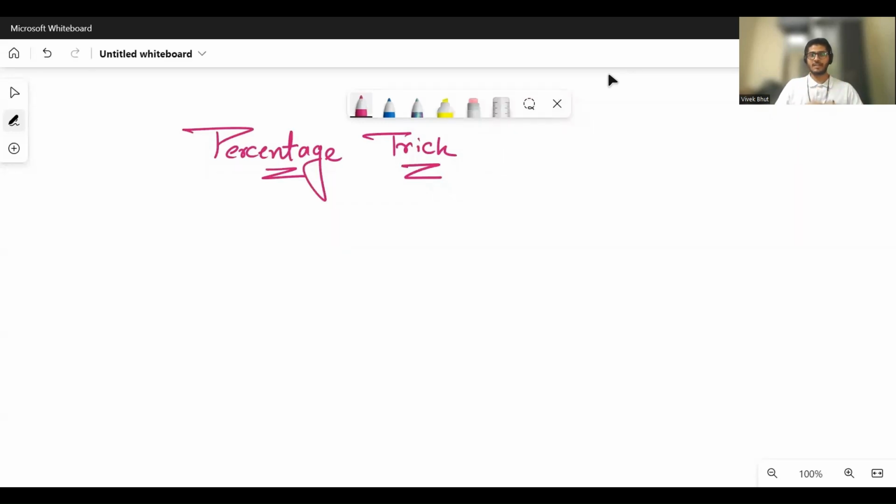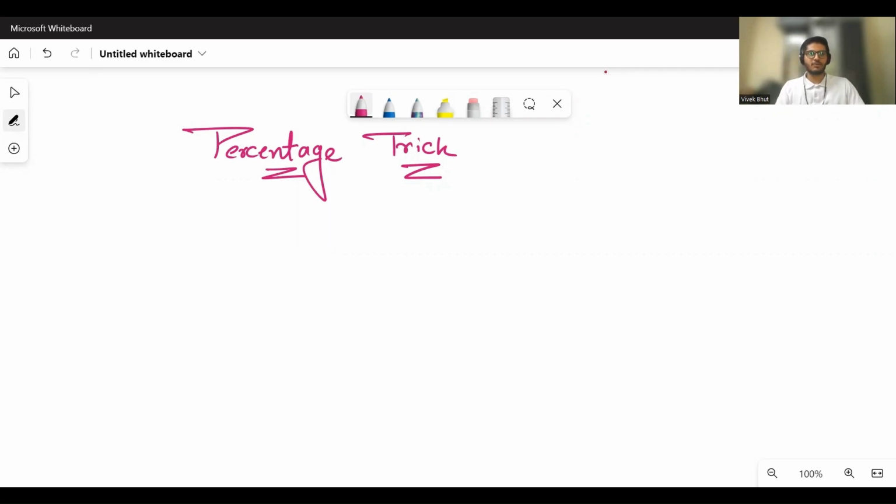So in today's class, we are going to see a percentage trick. Yes, you have heard very rightly. Now, before we start with the trick of percentage, let's first understand what it means as a percentage. Percentage kya hota hai, right?